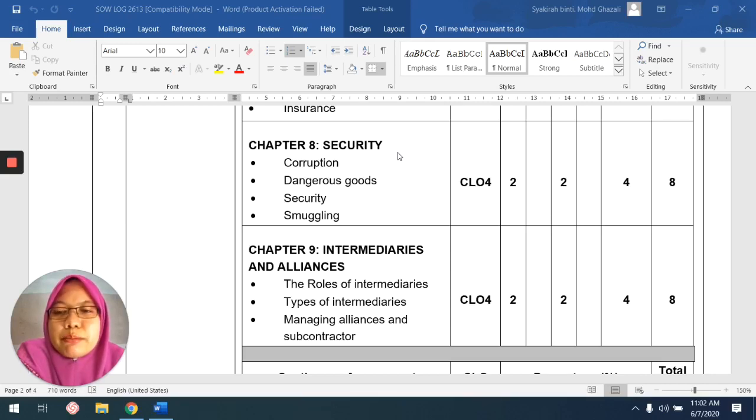And the last but not least for this course is chapter 9, which is intermediaries and also alliances, or what we call third party. If I'm not mistaken, you already learned about alliances in business logistics during semester 2. So I think this is additional knowledge for you to learn in international logistics. So that's it for our syllabus.